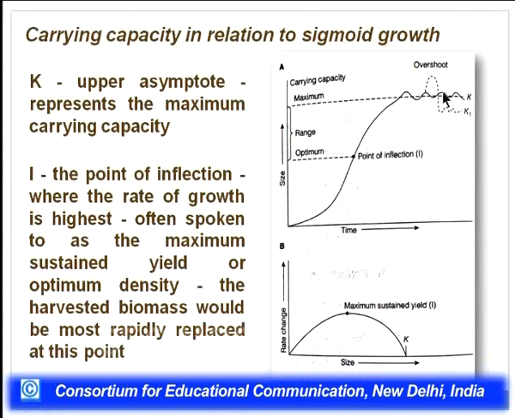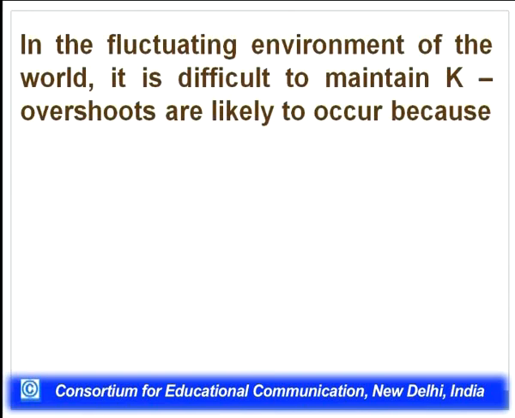Now the maximum carrying capacity is basically where P will be equal to R. In terms of energy, this is the population size which an ecosystem can sustain, because the input energy is equal to the energy consumed for the maintenance of this ecosystem. However, in the fluctuating environment of the world, it is difficult to maintain K, and overshoots are likely to occur. This is a very common thing, because we do not have a very stable or constant environment.